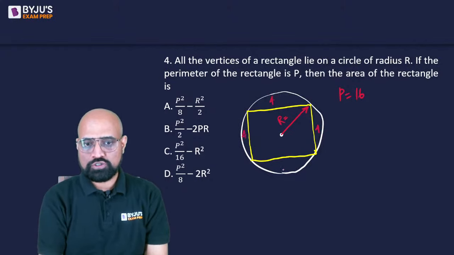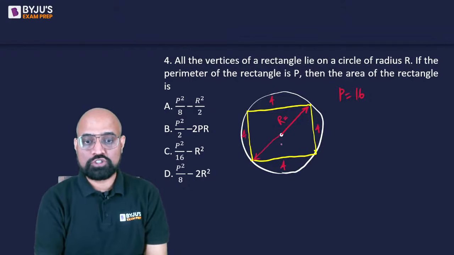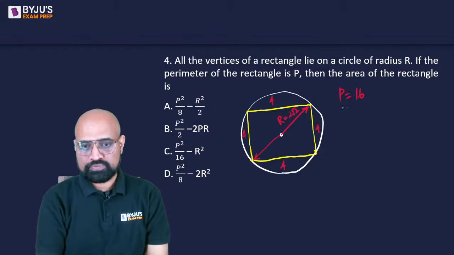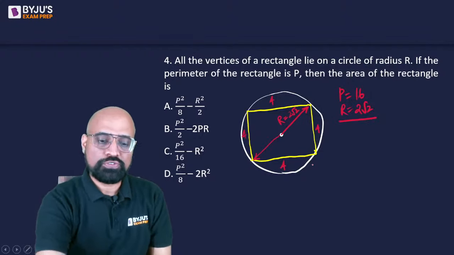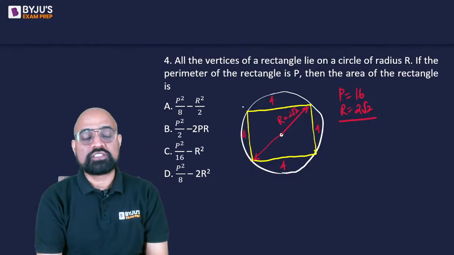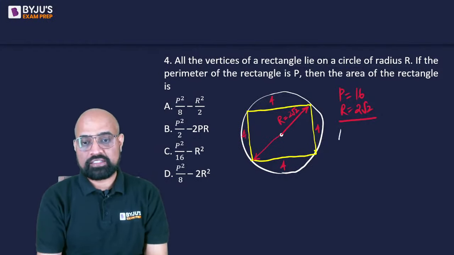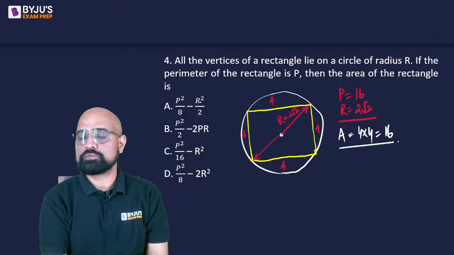And if each side is going to be 4, so the diagonal of the square is going to be a total of 4 root 2. If it is 4 root 2, so the radius will turn out to be 2 root 2. So radius is 2 root 2. So I'm going to put in these two values in the options and find out if the area of the rectangle turns out to be 16 or not. I need 16, which of these will give it?